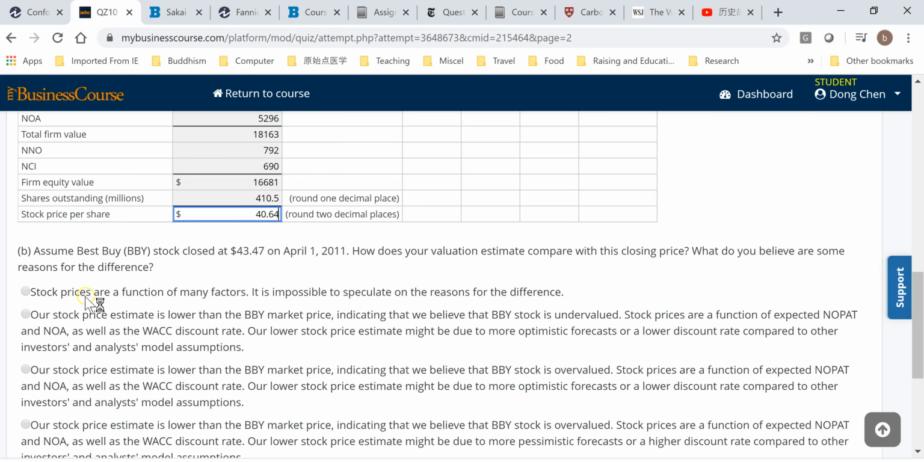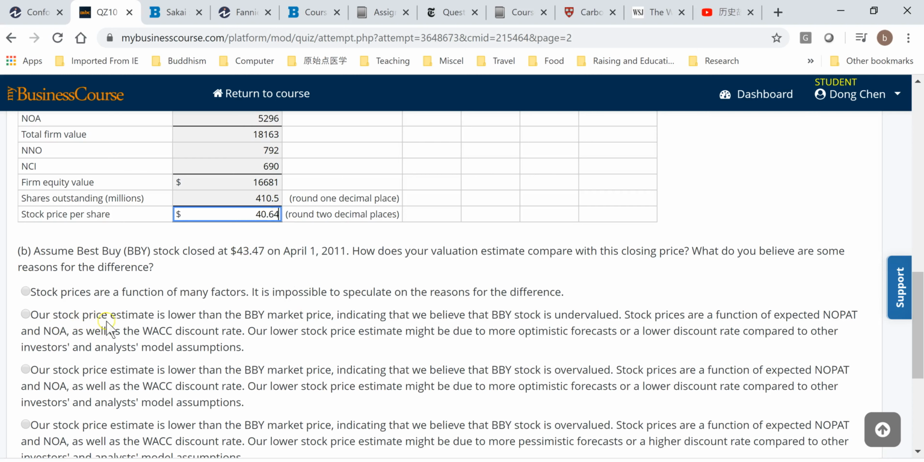So A, stock prices are a function of many factors. It is impossible to speculate on the reasons for the difference. I guess this most likely is not the correct answer, right? Even though stock prices are a function of many factors, we can still try to analyze what might be some of the reasons for the difference between our estimated value and the actual price.